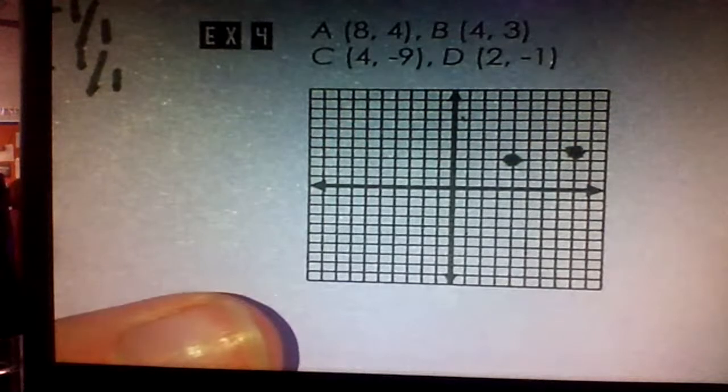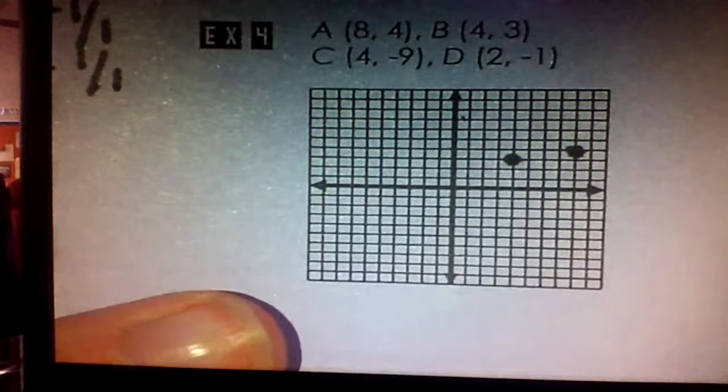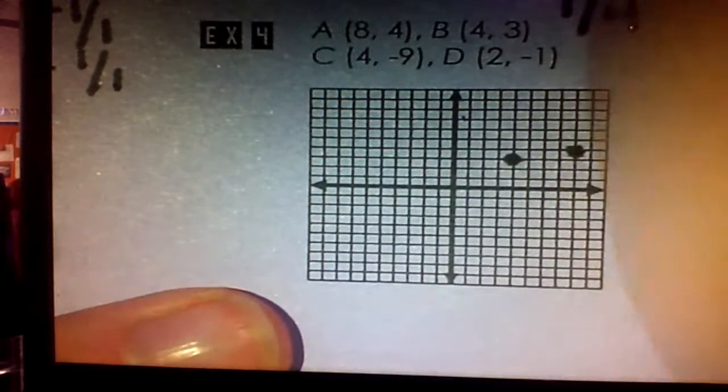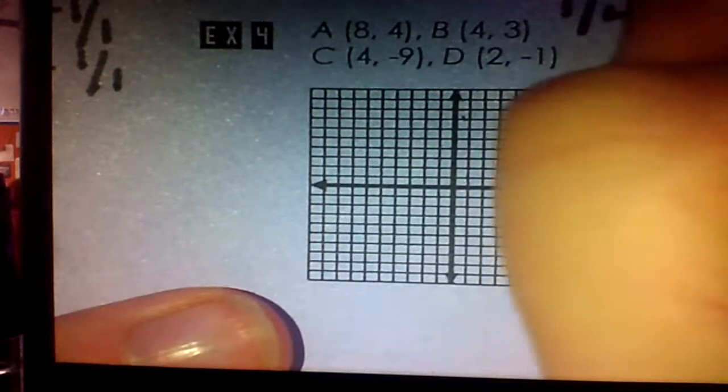So to go from one to the other, we have to go up by 1 and to the right by 4. So 1, comma 4. Up by 1 to the right by 4.